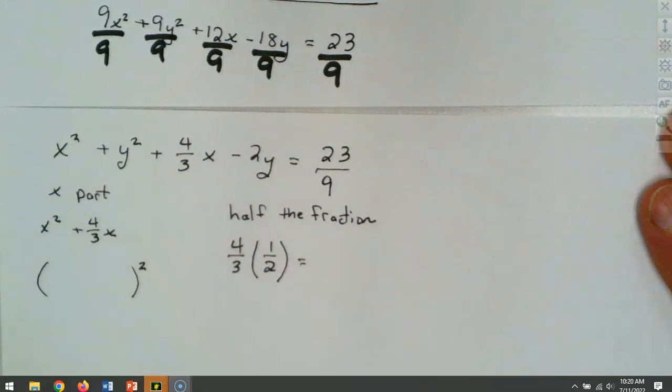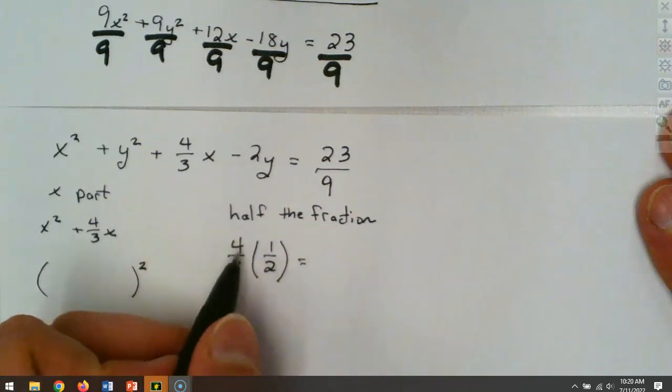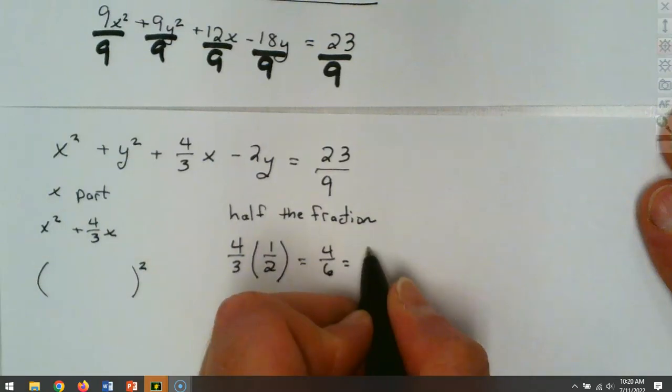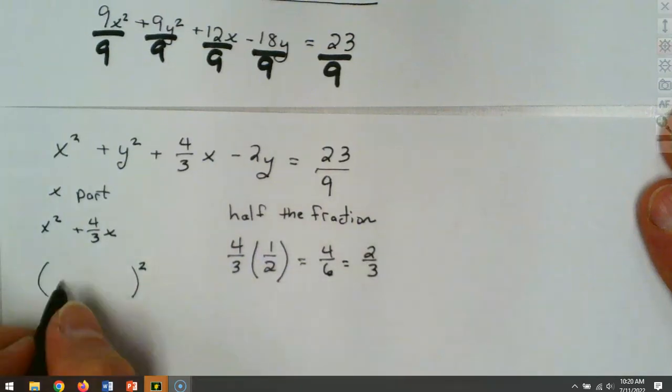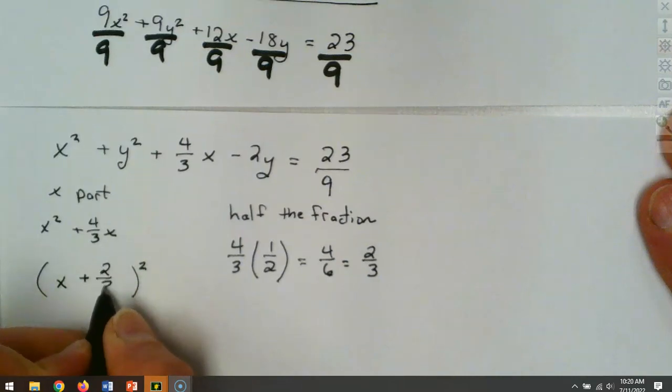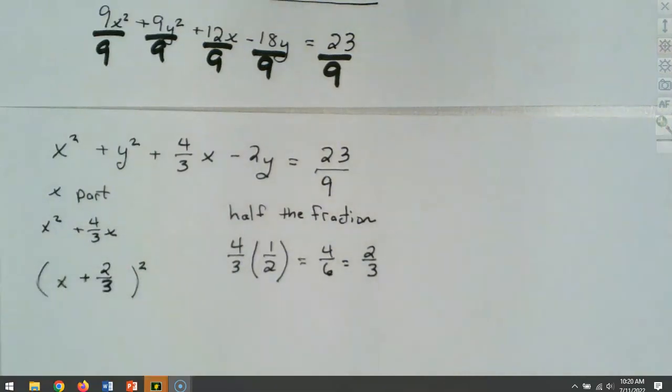And you can either cross cancel or you can just reduce it down at the end. It doesn't matter. If I multiply across, I get 4/6, which is then 2/3. So you half a fraction by simply multiplying it by a half.